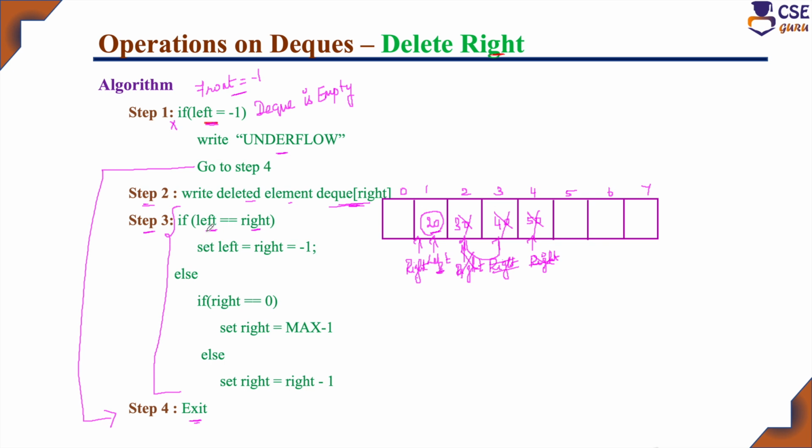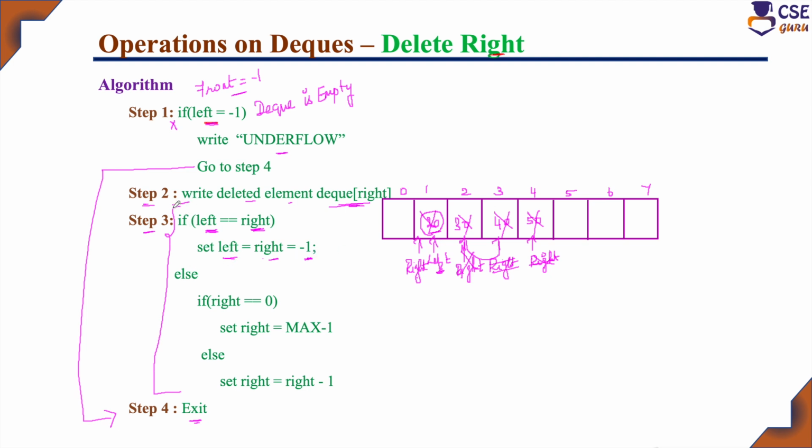So here, if the left and right pointers are pointing to the same memory location, delete this element and then reset the left and right pointers to -1 memory location. This is the condition for an empty deque data structure. Okay, so after deleting that one element, set the left and right pointers to -1. Okay, so this is the condition.